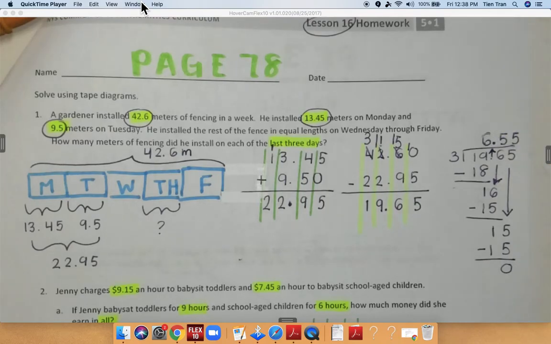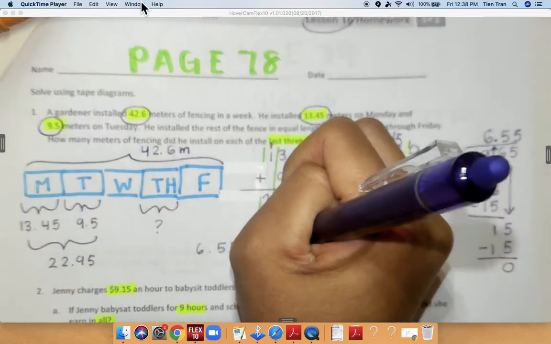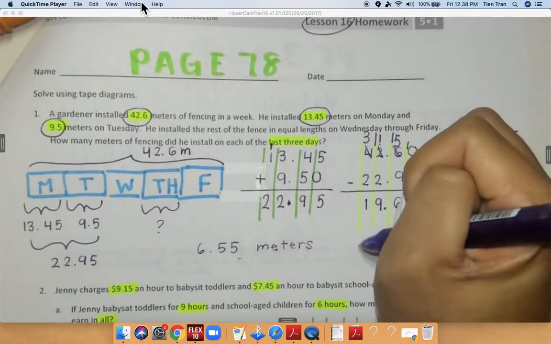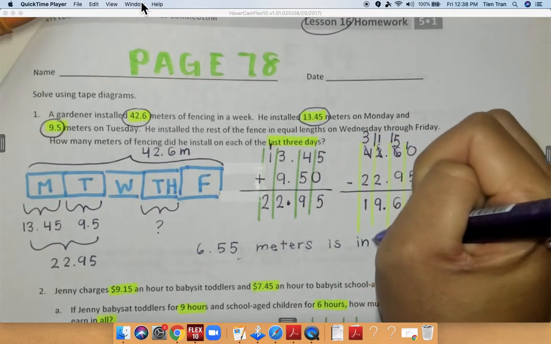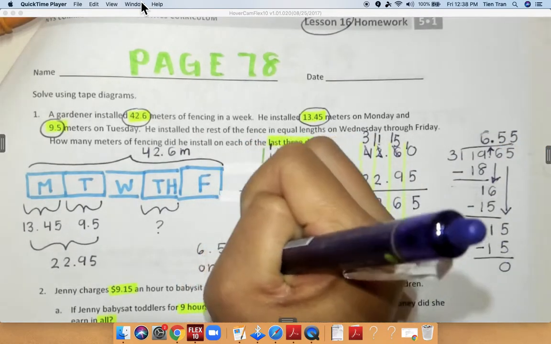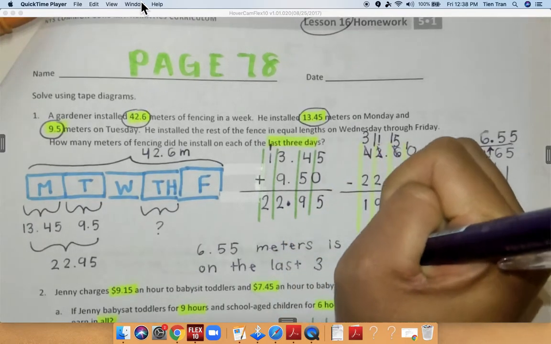So my final answer is going to be 6.55 meters is installed on the last 3 days.